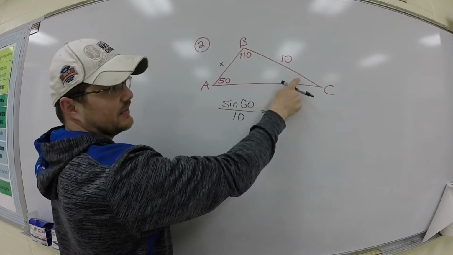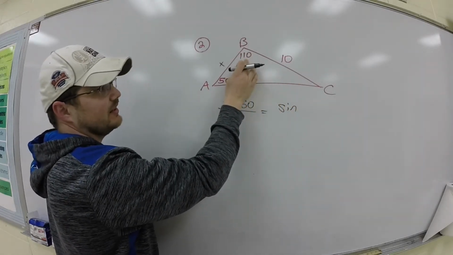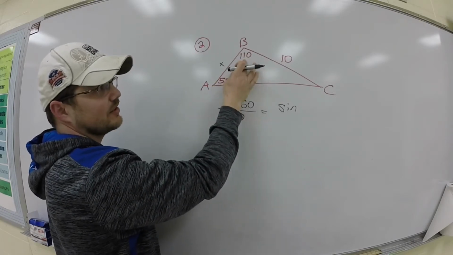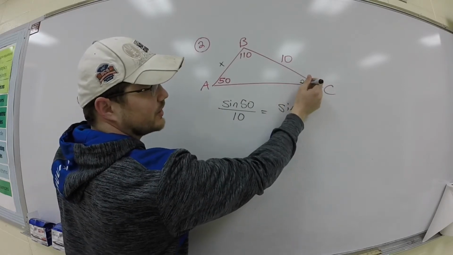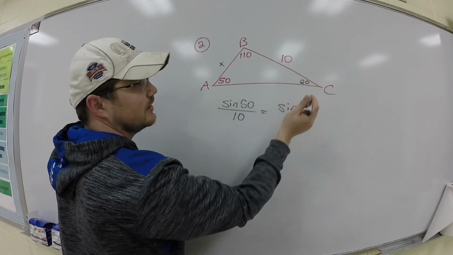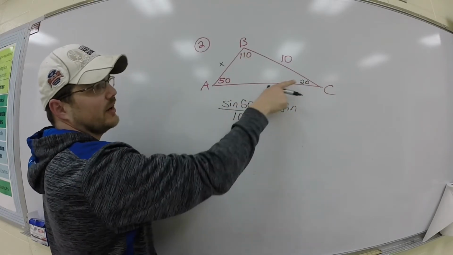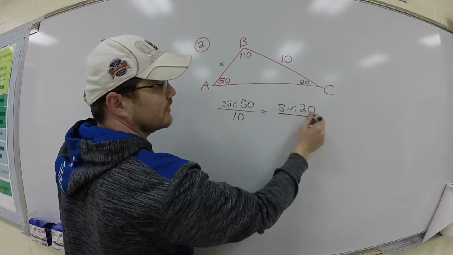But I have to figure out this angle, and we have two of the angles. We have 110 and 50. That gives me 160, and so I know that this angle is 20 degrees because there's 180 in a triangle. So 180 minus the 160 gives me the 20 degrees. So we have the angle we need over this side: sine 20 over x.